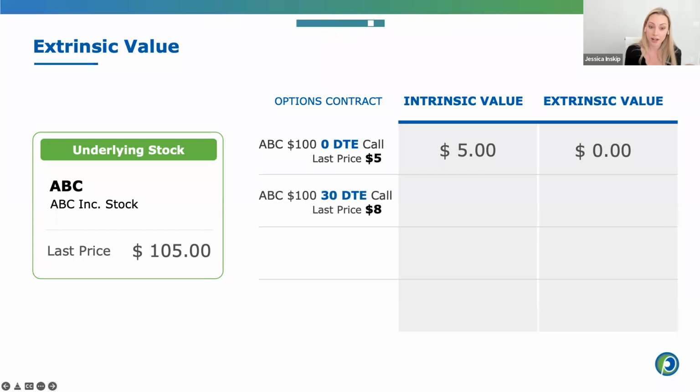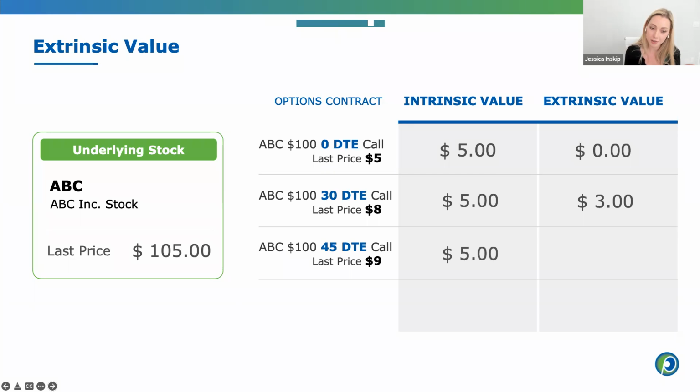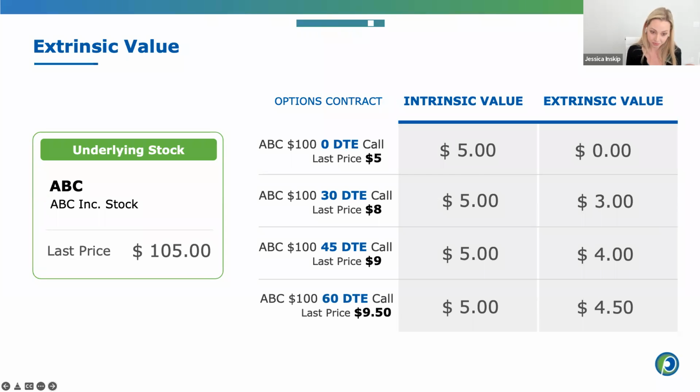Let's look at the same strike, but now 30 days out. This one's trading at 8, same intrinsic value of 5, difference is 3, which is our extrinsic value component. Let's go out another 15 days and look at 45 days until expiration. Same intrinsic value. This time we have extrinsic value of 4. I'm going to kick it out to 60 days until expiration. This is trading at $9.50, same intrinsic value because our strike price hasn't changed, and the extrinsic value is $4.50.